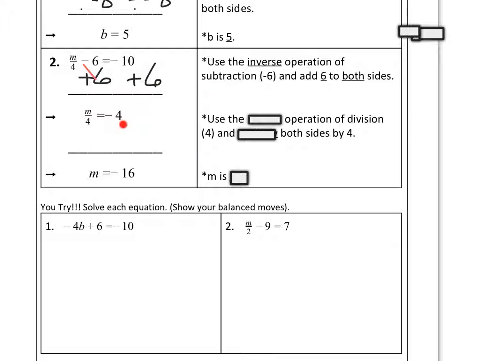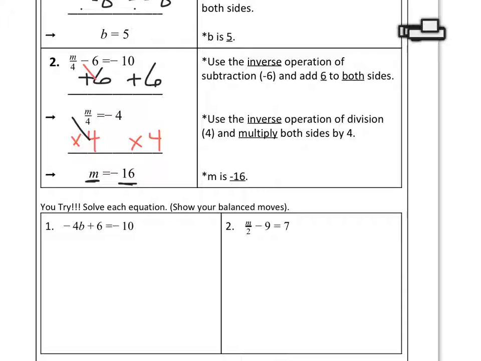Those 6's are going to cancel out, and we'll have m divided by 4 equals negative 10 plus 6, which is negative 4. Now we need to clear this 4 out, which is division. So we'll use the inverse operation of division and multiply both sides by 4. If I do times 4 here, times 4 on the right, these 4's will cancel out. Divide 4 and times 4 cancel. And we're left with our m equals negative 4 times 4, which is negative 16. And that's what our m is right there.